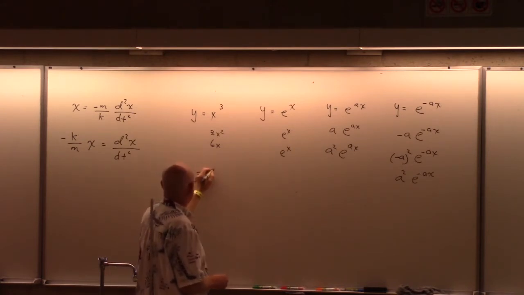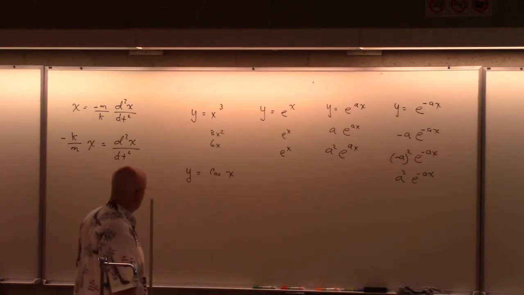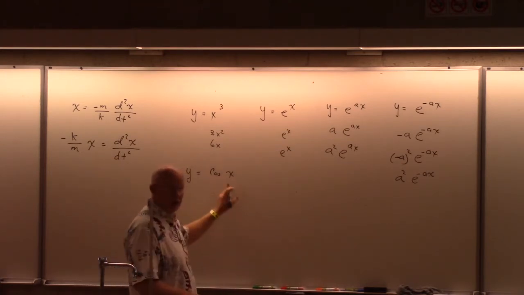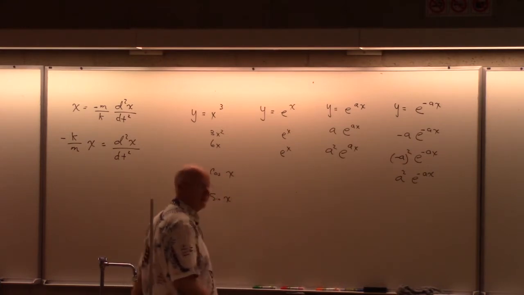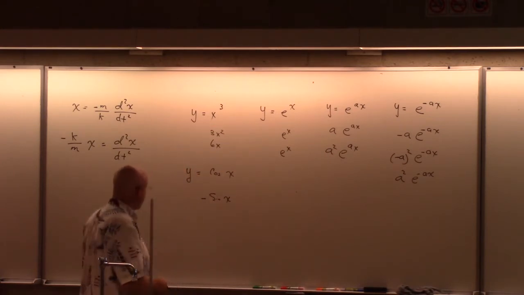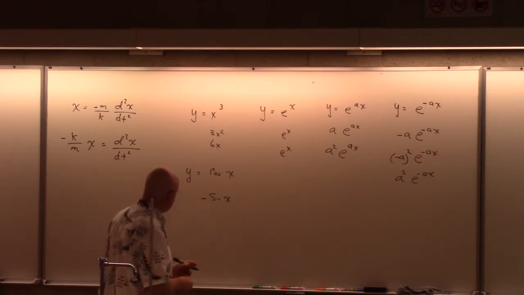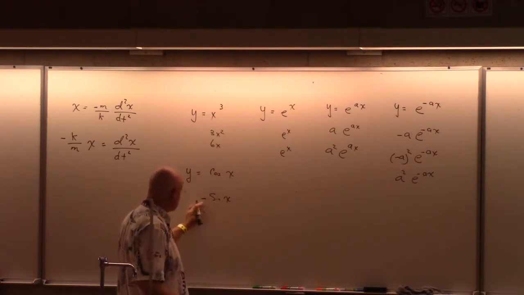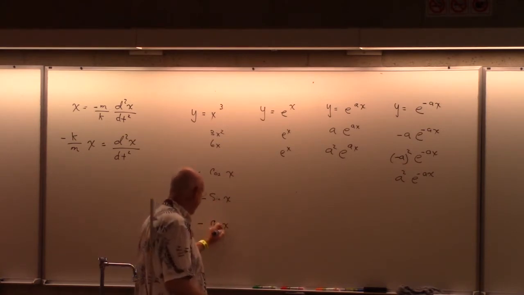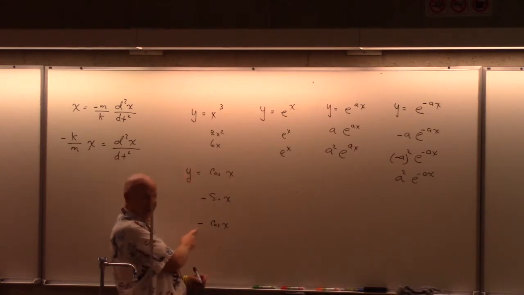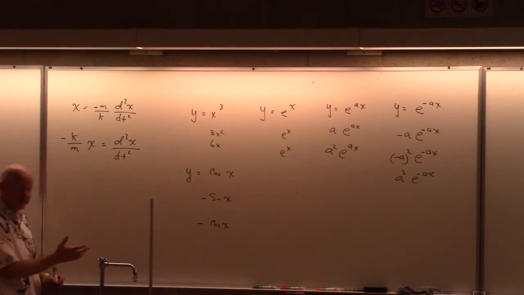What if I have cosine x? What is the derivative of cosine? Minus sine. Now take the derivative of that, what do you get? So I'll leave the minus alone, but the derivative of sine is cosine. We're back where we started. And we have a negative. Oh, this is looking good. But wait, it doesn't have something out in front.